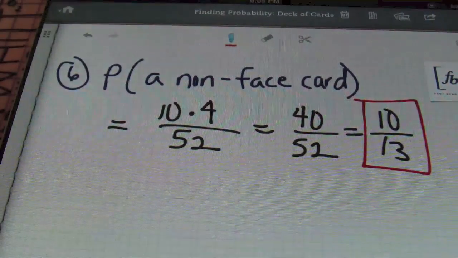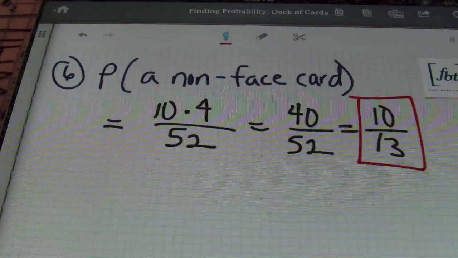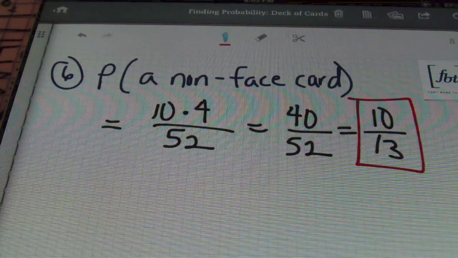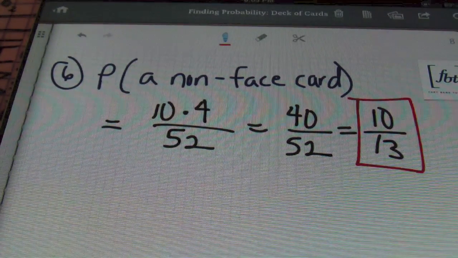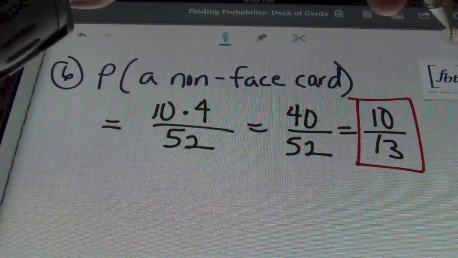So the probability of getting a non-face card is 10 out of 13. That's problem number 6. Done and done. What I wanted was non-face cards. That's what I got over the total, and I simplified. That's problem number 6. All right.